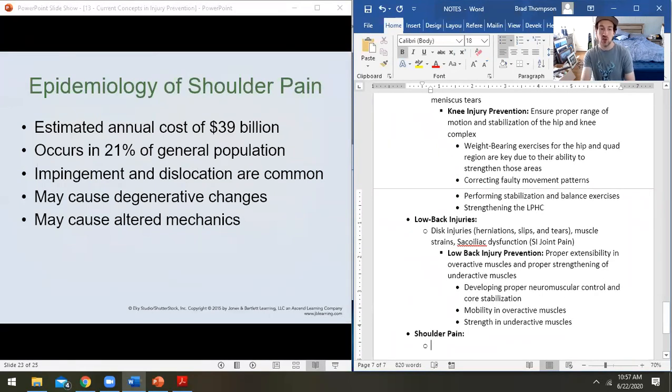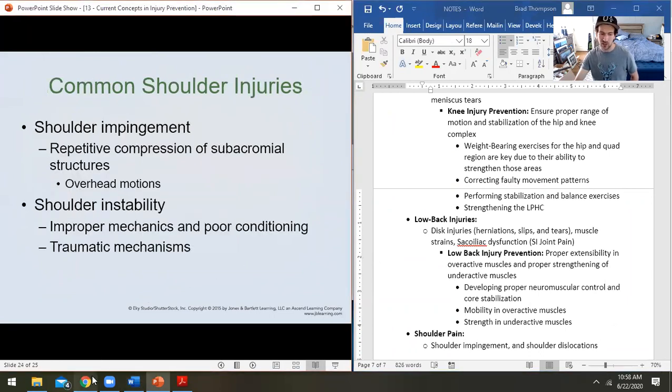All right, so shoulder injuries cost $39 billion a year. That is insane, right? It occurs in about 1/5 of the population, about 21%. The most common are going to be shoulder impingement and shoulder dislocations. Shoulder dislocations are obviously super severe. That is literally your arm falling out of the socket.